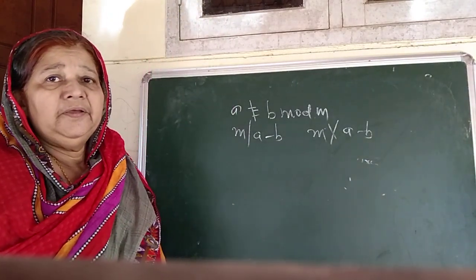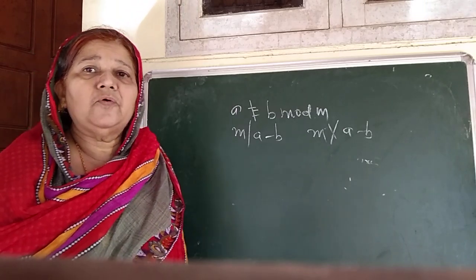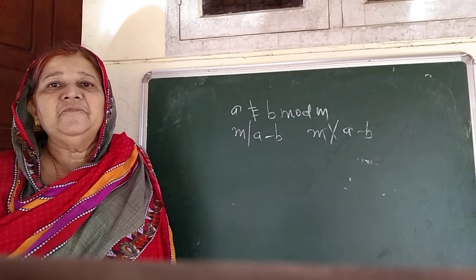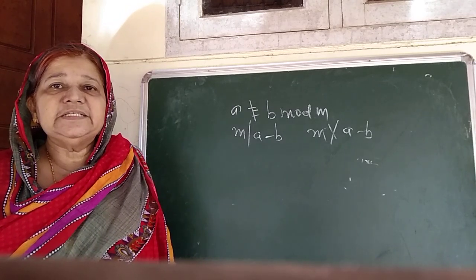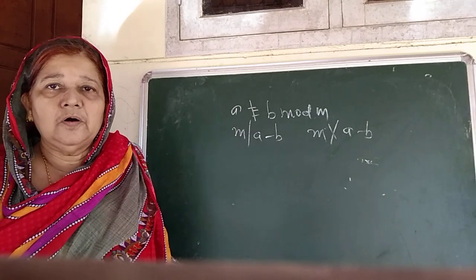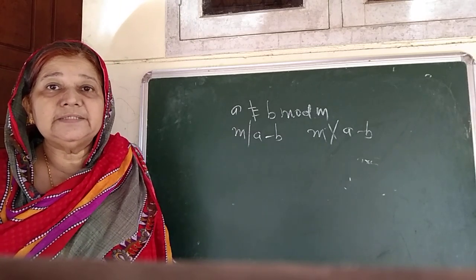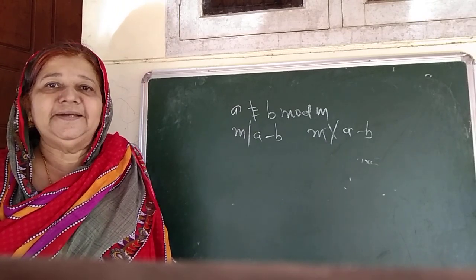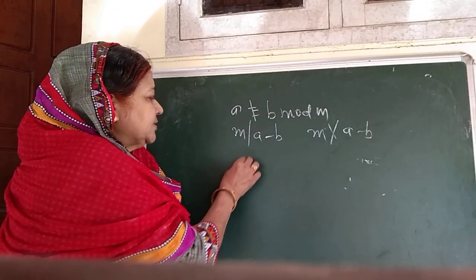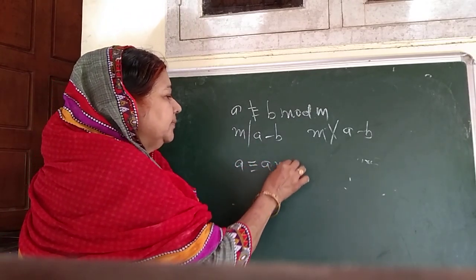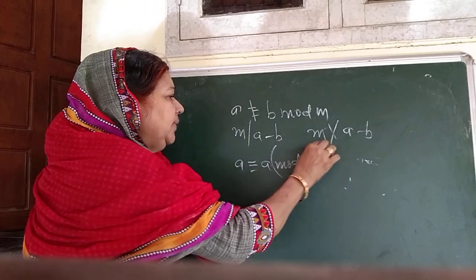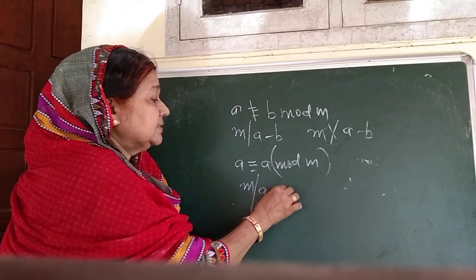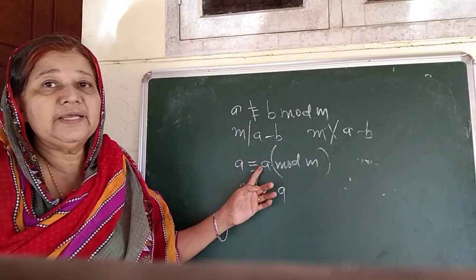Then let us discuss various properties of this congruency. By means of this congruency relation, we partition the set of integers, because this congruency is an equivalence relation. We all know an equivalence relation is reflexive, symmetric and transitive. We know a is congruent to a mod m, because m divides 0, which is a minus a. So a is related to a itself.